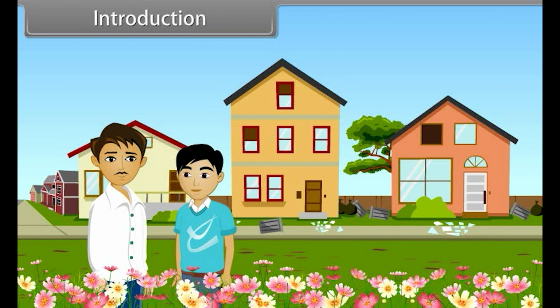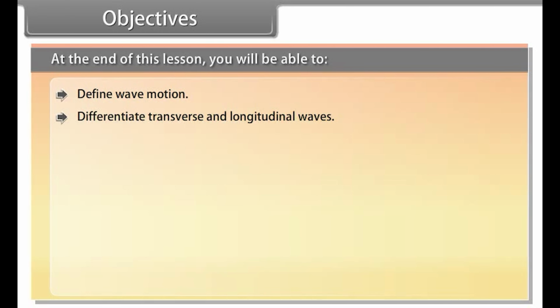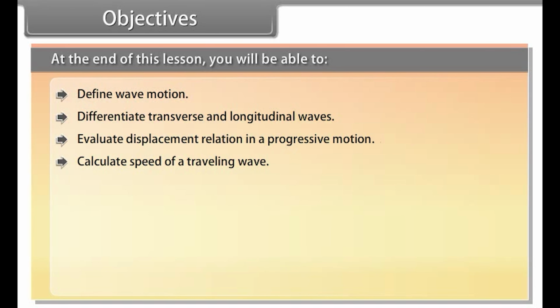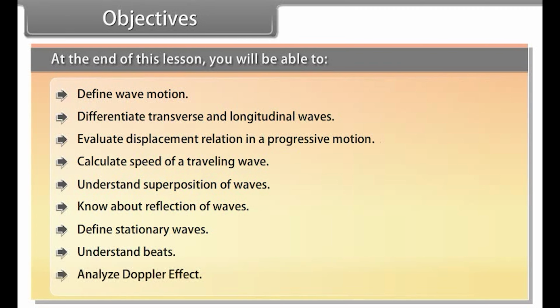Children, today we will study more about the wave. Objectives. At the end of this lesson, you will be able to define wave motion, differentiate transverse and longitudinal waves, evaluate displacement relation in a progressive motion, calculate speed of a traveling wave, understand superposition of waves, know about reflection of waves, define stationary waves, understand beats, analyze Doppler effect.